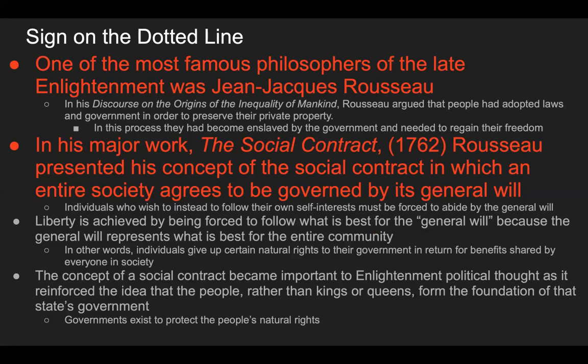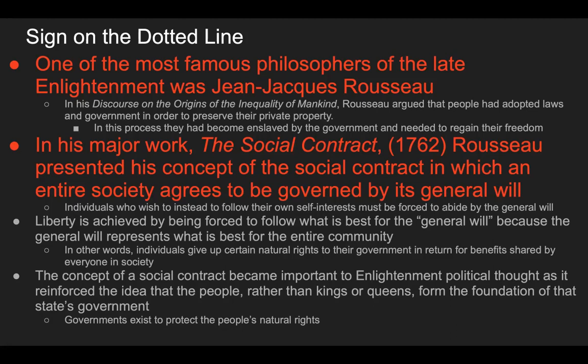So in his major work, The Social Contract, 1762, Rousseau presented his concept of the social contract in which an entire society agrees to be governed by its general will. Individuals who wish to instead follow their own self-interest must be forced to abide by the general will. Liberty, freedom, is achieved by being forced to follow what is best for the general will. I'm getting tired of saying general will, because the general will represents what is best for the entire community.